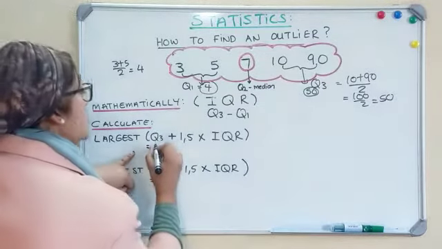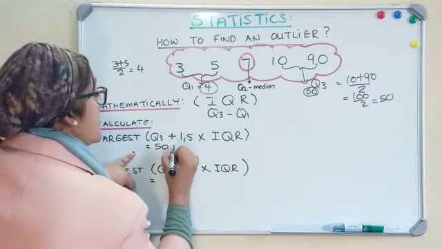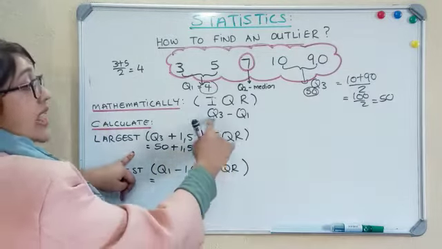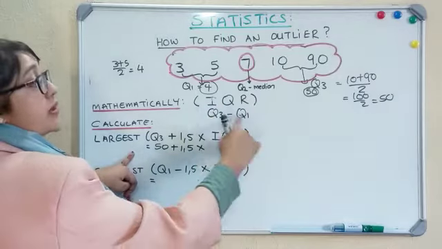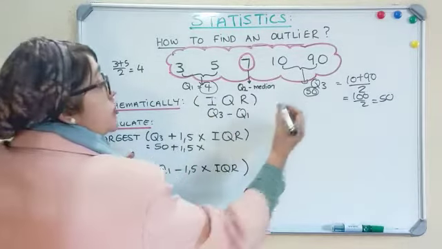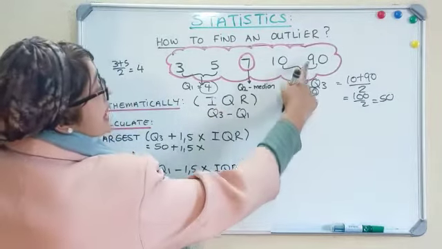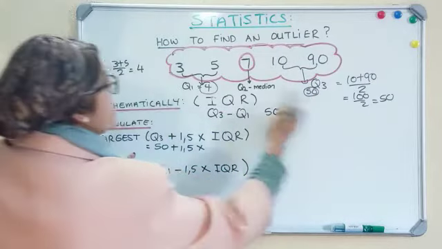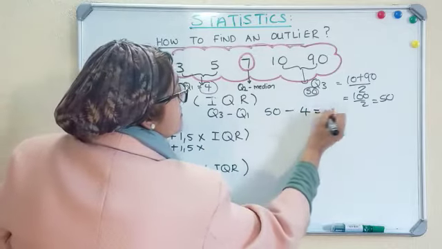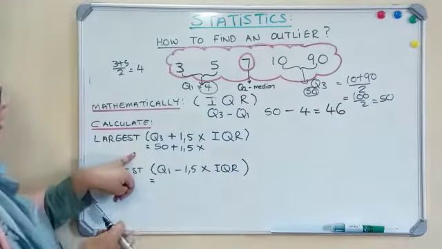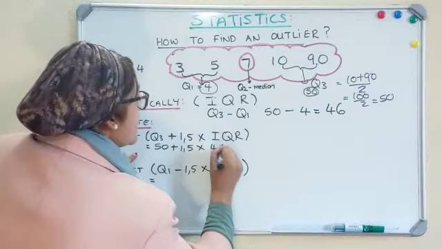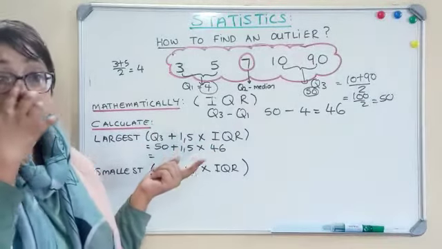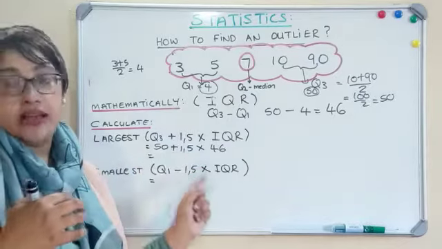So Q3, which is 50, 50 plus 1.5 times my IQR. IQR, it's Q3 minus Q1. So Q3 here, which is 50 minus 4, which gives me 46. Okay, so 1.5 times 46, right, which gives me an answer of 89.